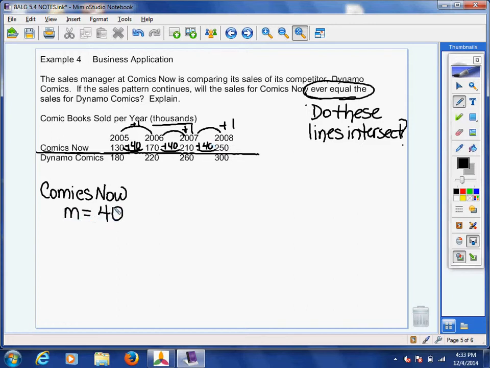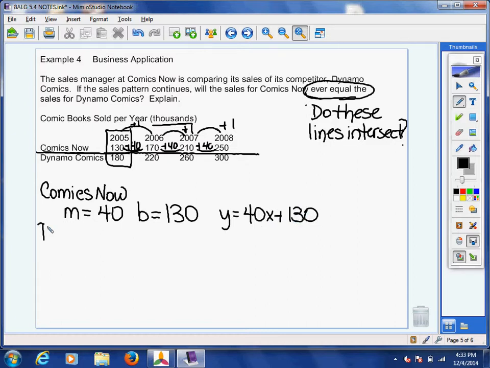What we just calculated was the slope. We did the change in y, which is your comic books sold, over the change in x, which is the changing year. So our slope is 40. Now our y-intercept is going to be where we started this whole table, right here. So for Comics Now, it's 130. So I can write the equation y equals 40x plus 130.